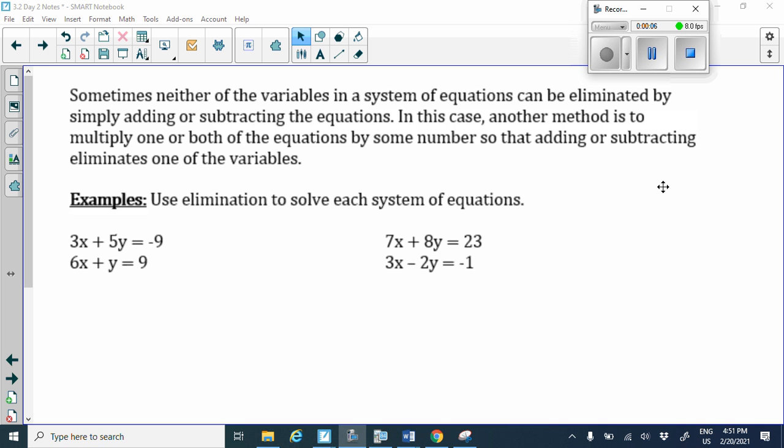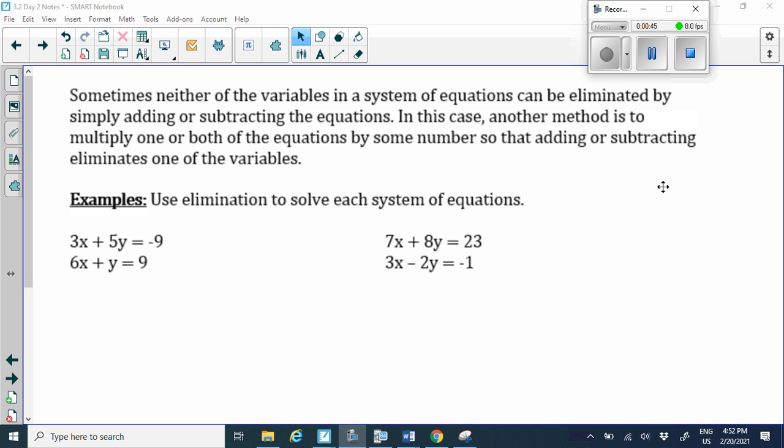So sometimes neither of the variables in a system of equations can be eliminated by simply adding or subtracting. In this case, another method is to multiply either one or both equations by some number so that adding or subtracting eliminates one of the variables, okay? Once again, you get to decide which variable you want to eliminate, and I would always say go for the easiest one to eliminate. That means if you only need to multiply one of the equations to eliminate something, then go ahead and do so.